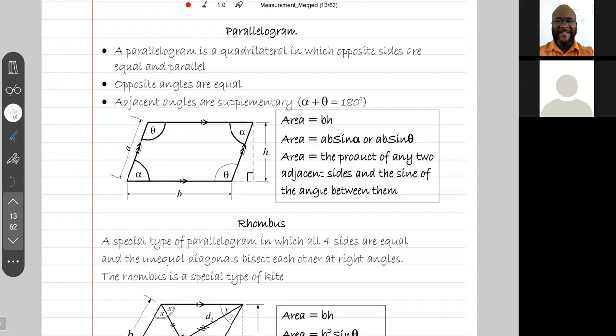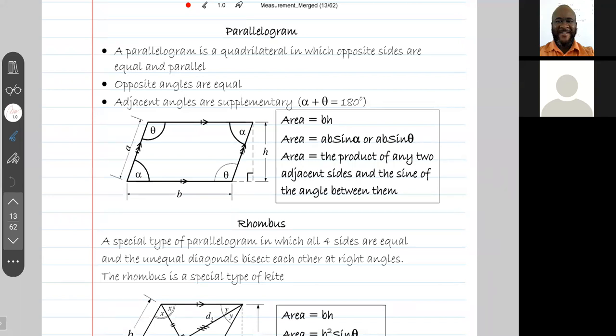Today we're going to start by looking at the parallelogram. And of course, we're doing area and perimeter. So we're looking at formulae for calculating the area of a parallelogram.